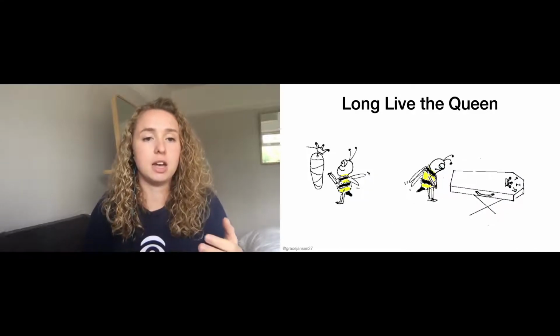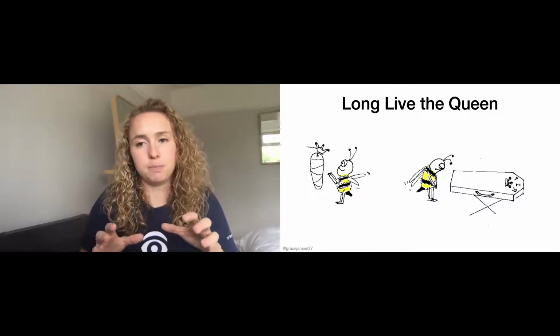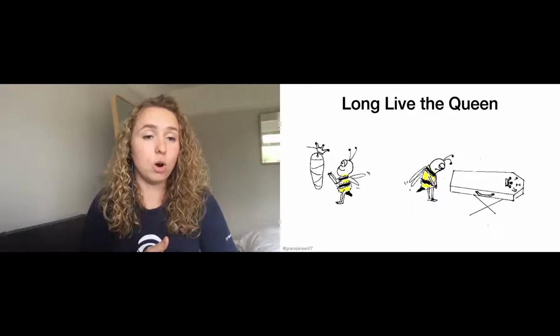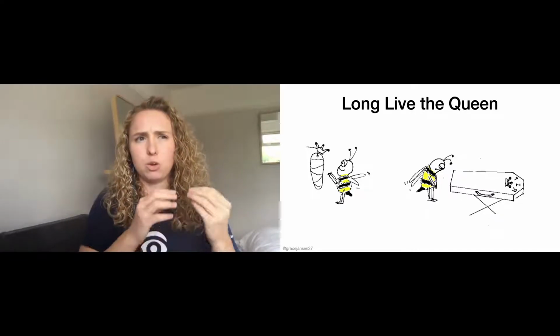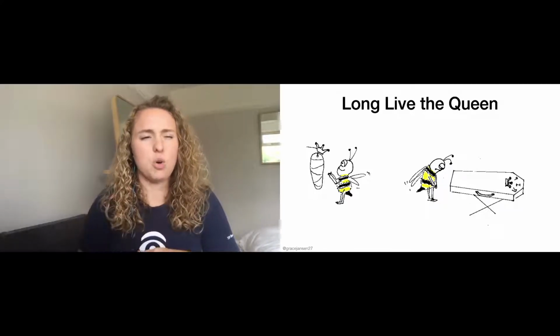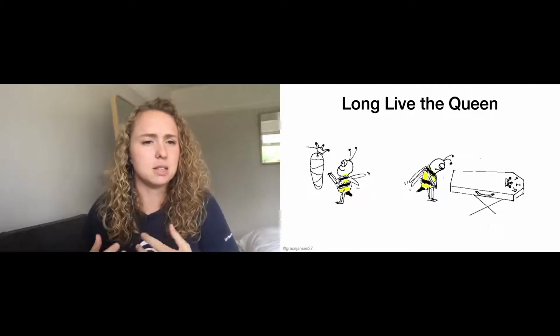The second behavior is, okay, what happens when the queen bee dies? Now, there's only ever one queen bee within a hive, and her role is to produce all of the babies for the hive. So without a queen, there's no babies, no future of the hive. So arguably, she is the most important member of that bee society.